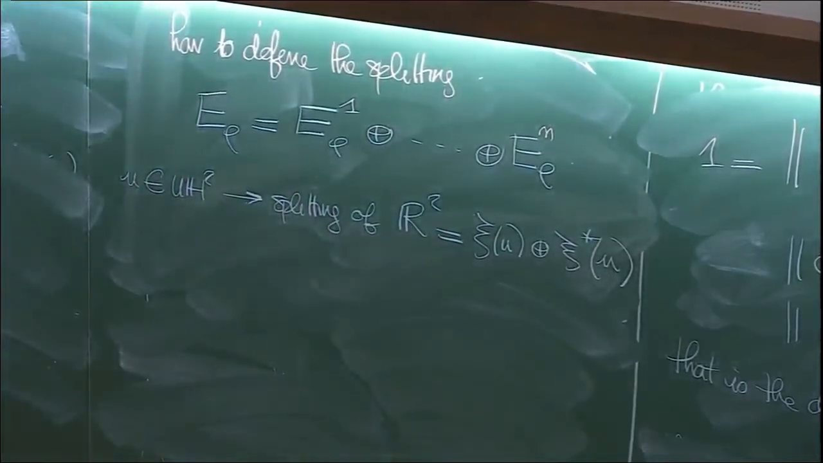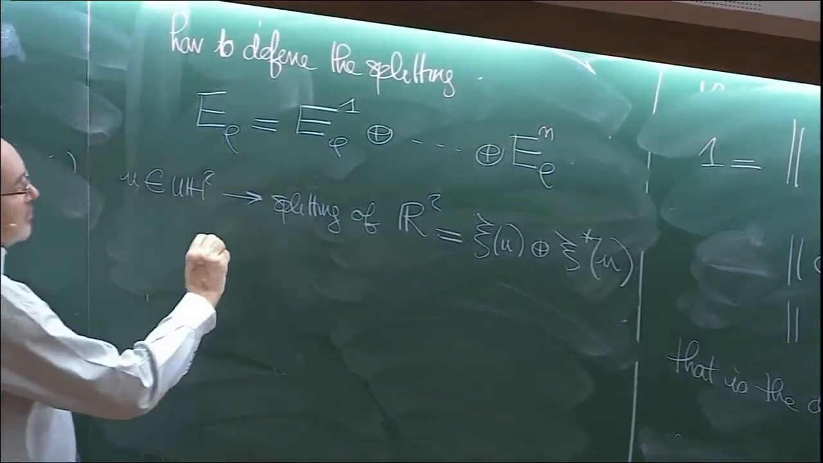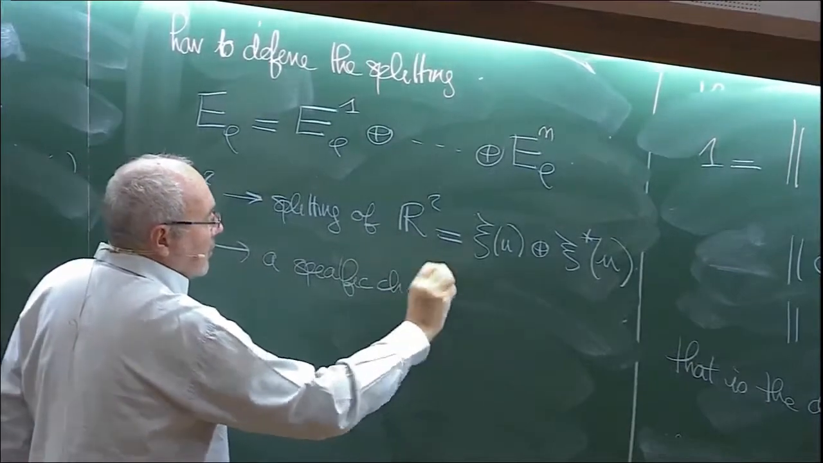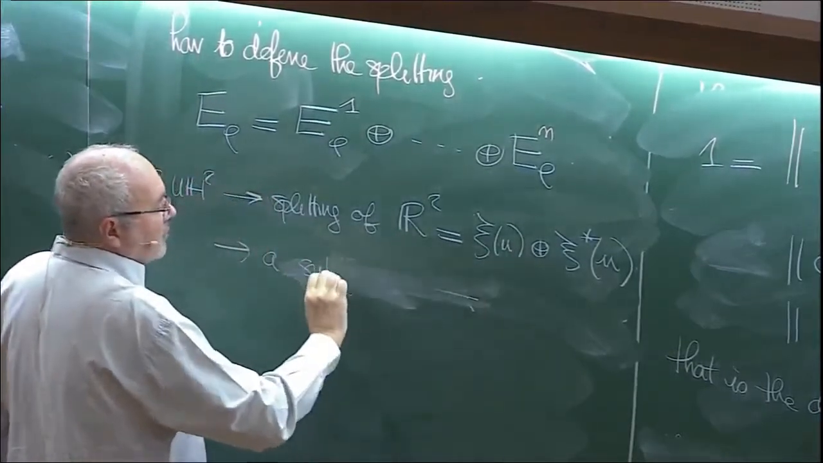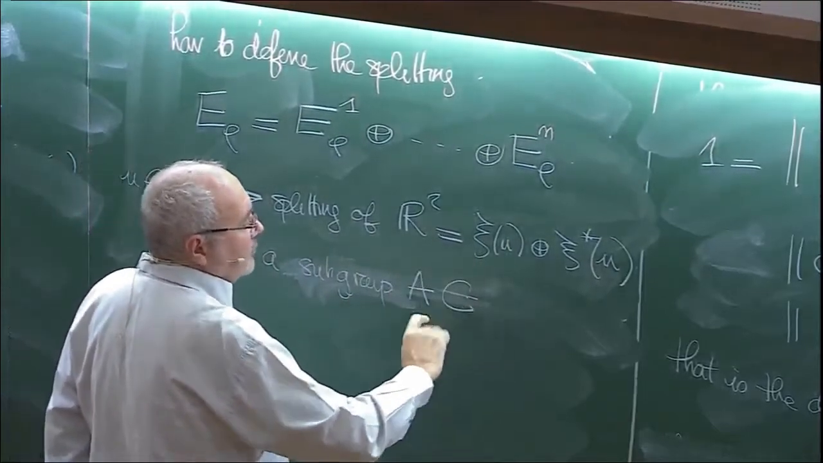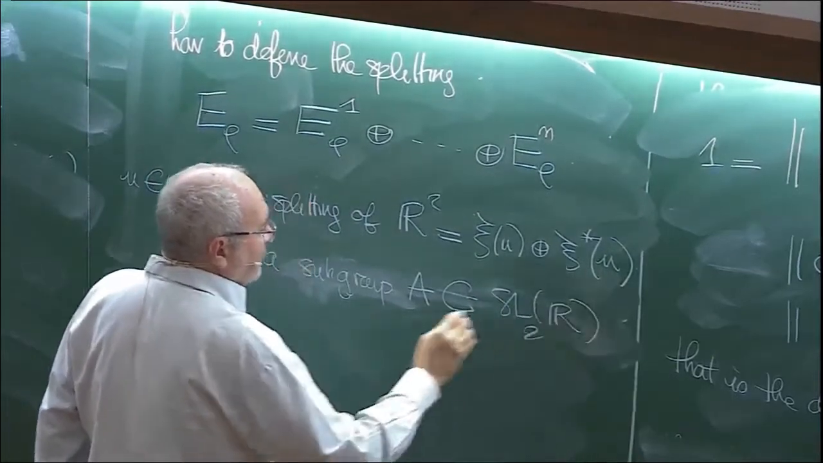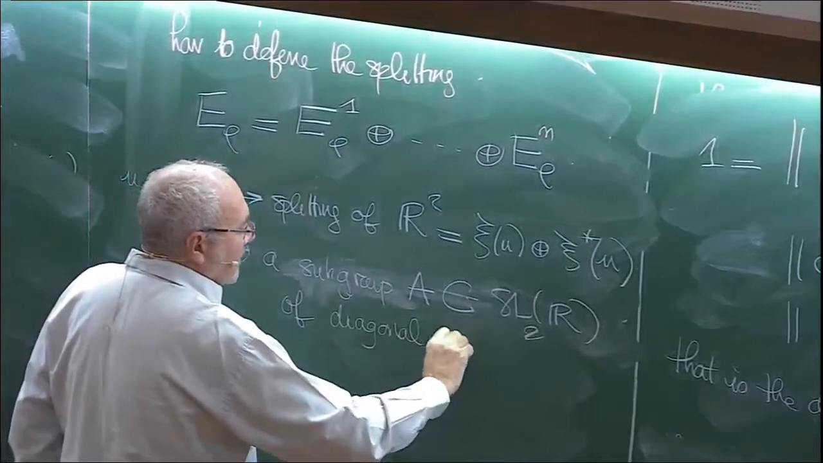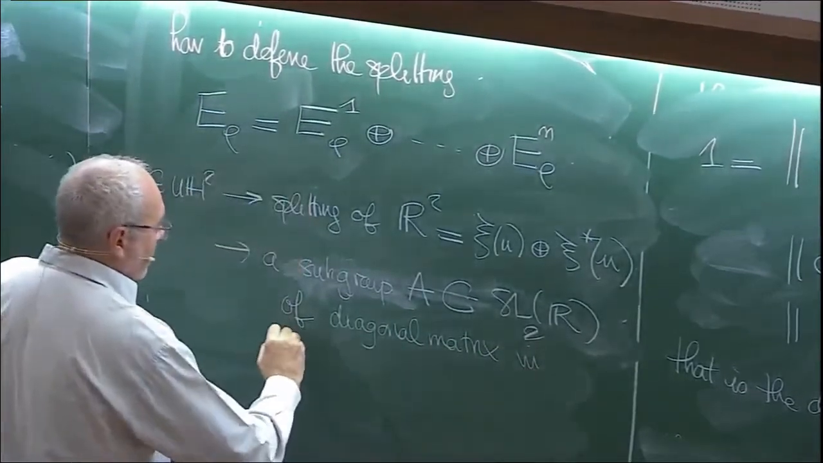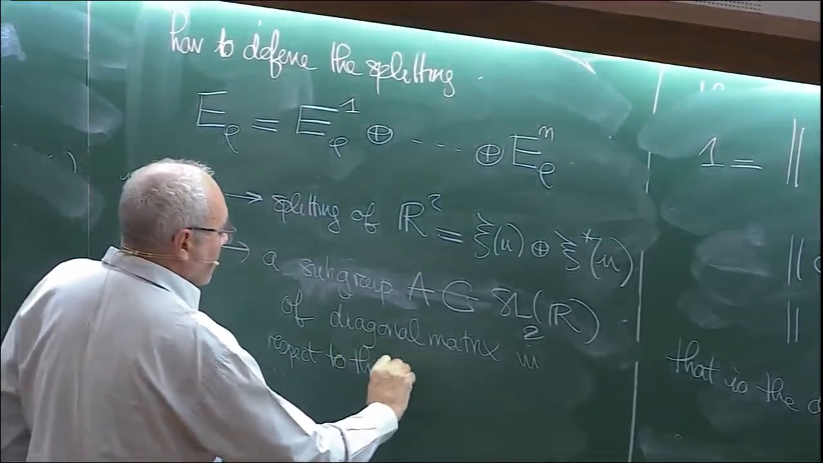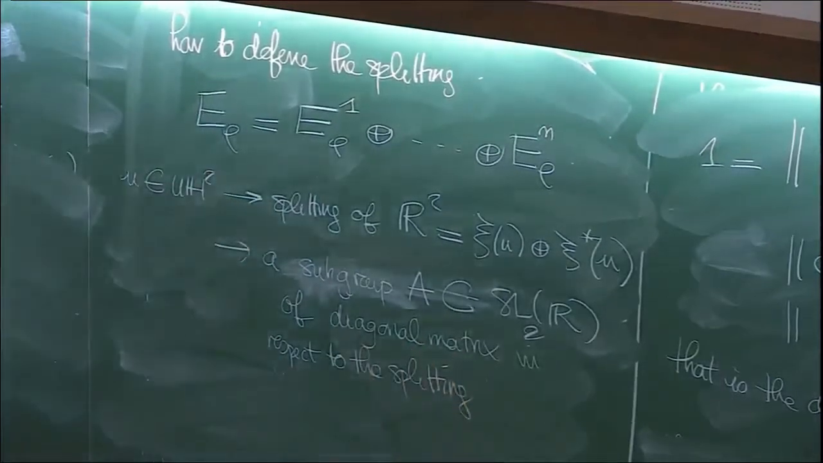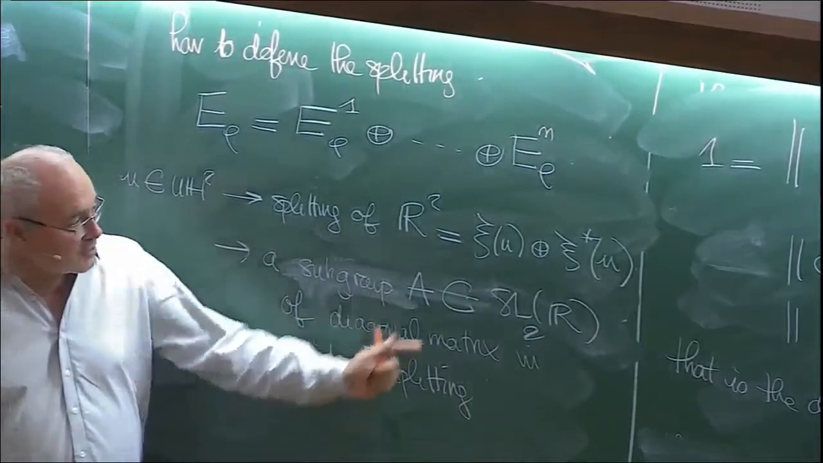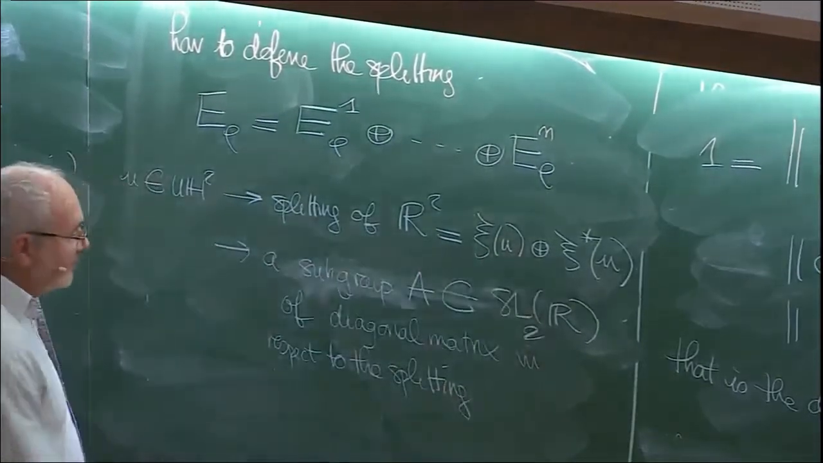So what does a splitting do? A splitting defines, in particular, a specific choice. You have a subgroup A included in SL_2(R) of diagonal matrices with respect to the splitting. Right? And when I have a splitting, I can say which matrices are diagonal associated to the splitting, just those matrices that preserve that guy and that guy. Okay?